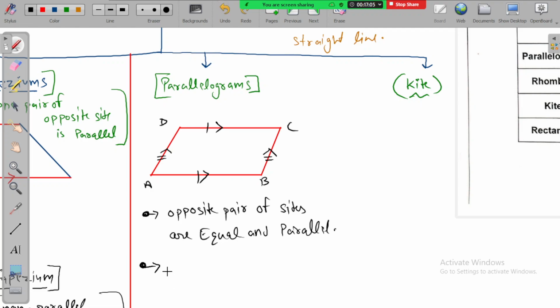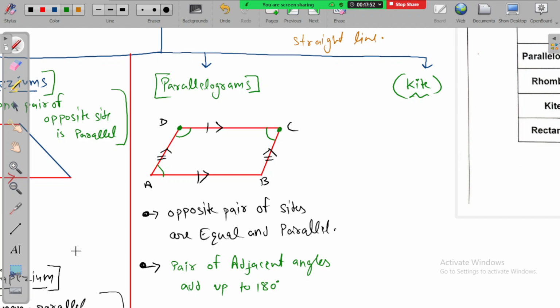Got it? Okay. Then if I talk about pair of adjacent angles, what will you say about it? Are you sure? Adjacent means the neighbor angles. So which angle is neighbor to the D angle? The C angle is neighbor to D, and A angle is also a neighbor to D. So what's the relation they have for adjacent angles? They add up to 180. So pair of adjacent angles add up to 180, or you can say they are supplementary.